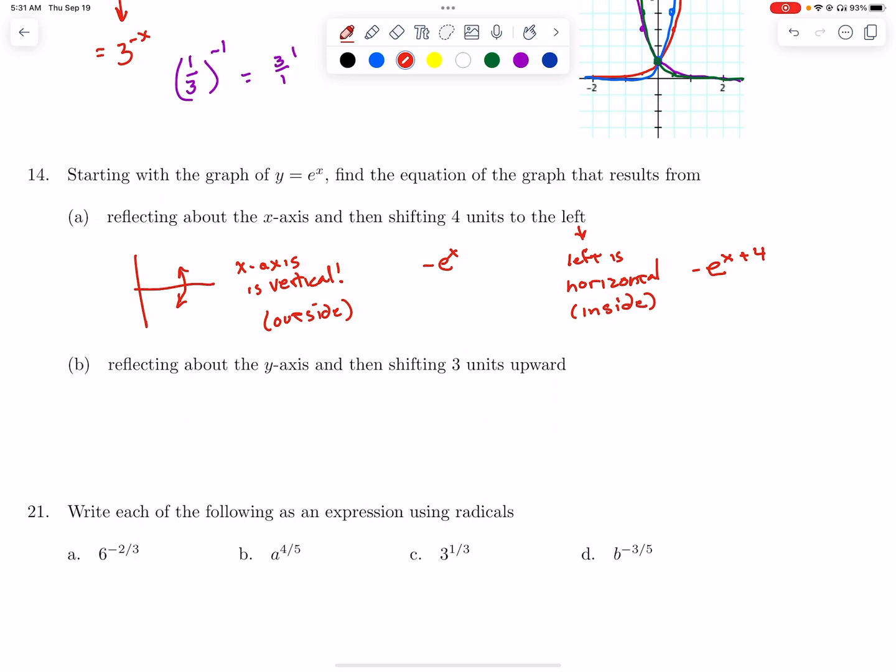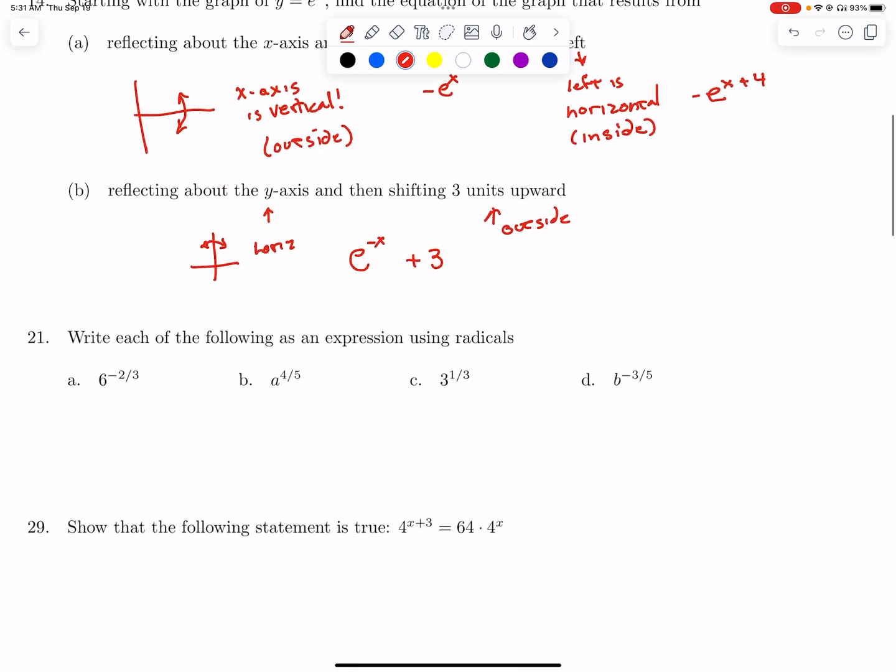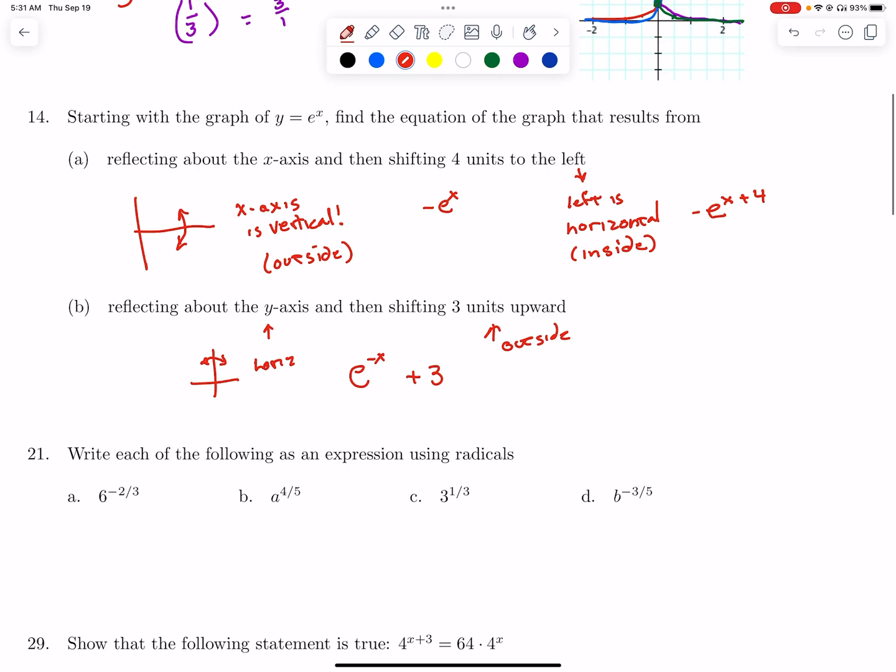Okay, y-axis is horizontal, that's inside. So e to the negative x, and then up. So add 3 outside. So remember that, quick note, all horizontal stuff is backwards from what you think.